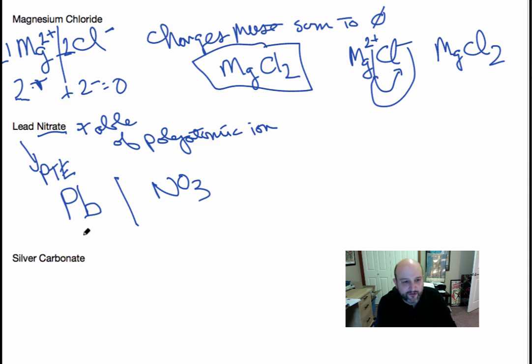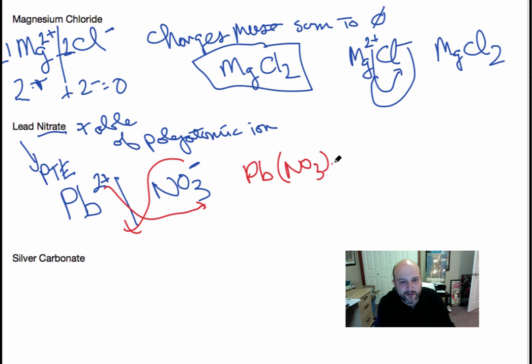So the formula for lead isn't multivalent. It's always just lead 2+. And the formula for nitrate is just 1- all the time, so we don't have to worry about balancing it too much. I'll change colors here. The crisscross applesauce method will suffice in this case. And so when writing this down, we would say Pb, just a 1, so we don't write anything. And then we say in parentheses NO3, 2, and that's lead nitrate.